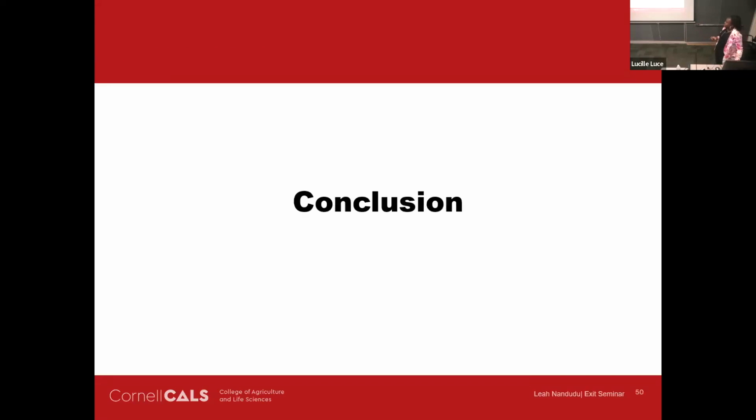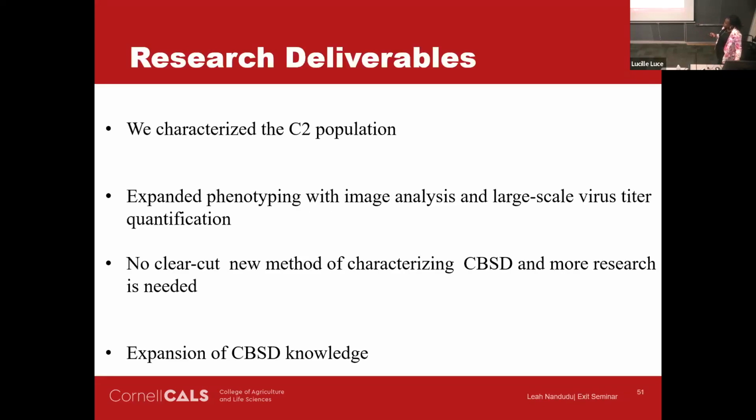So to conclude this talk, we had research-derived variables. Our aim was to characterize the C2 population. We wanted to expand phenotyping, in addition to the 1-5 scoring method, introduce root necrosis image analysis and large-scale virus titer quantification, which we did. Based on this, there's no clear-cut method based on the 1 to 5 scoring method that we could recommend for breeders. Breeders have to do a cost-benefit analysis to choose either to do virus titer quantification or image necrosis. But again, more research is needed before they could make those decisions. And we expanded our knowledge on CBSV titer quantification.